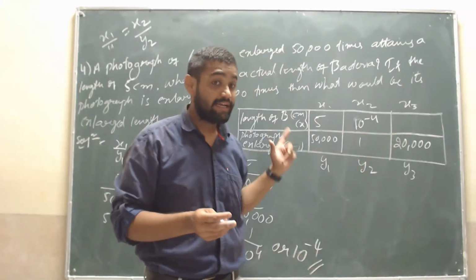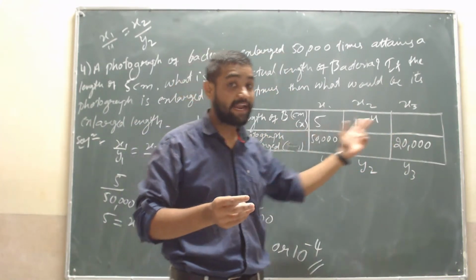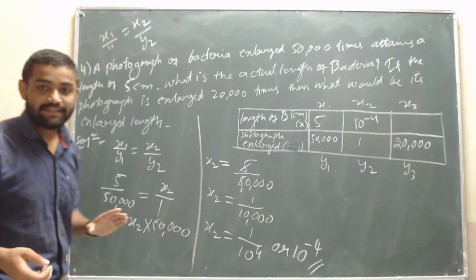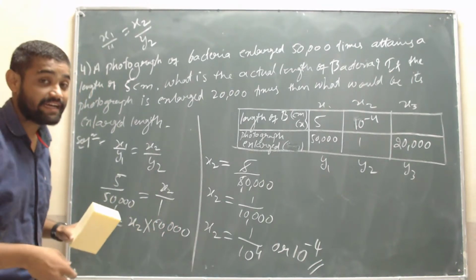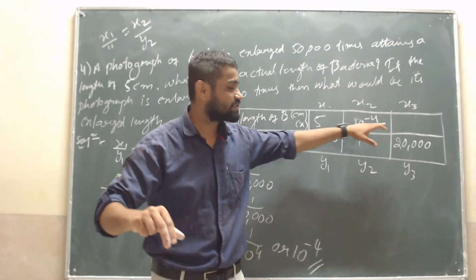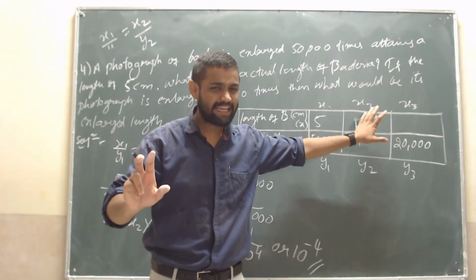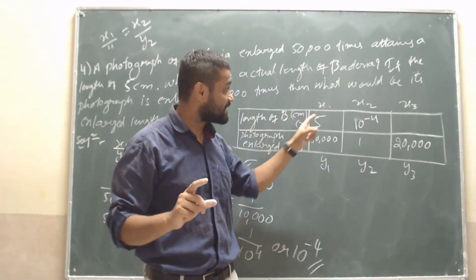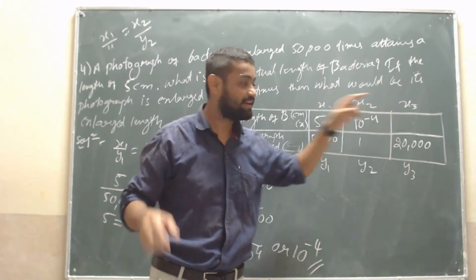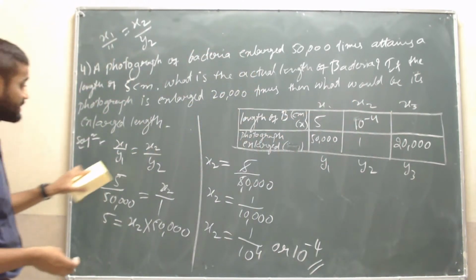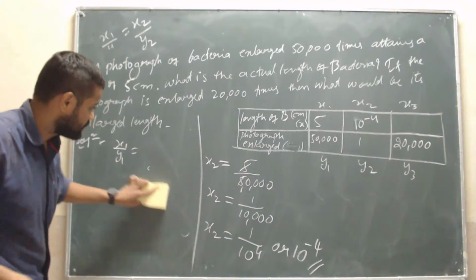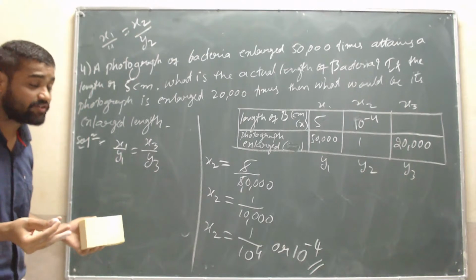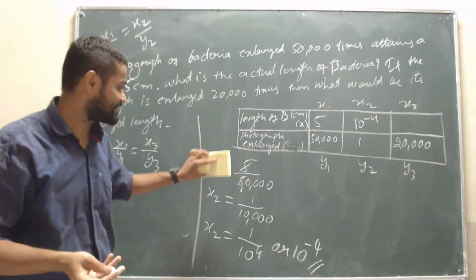What is x3? That is, when the photograph is enlarged 20,000 times, what would be the length of bacteria? Which tables will we consider here? Second, third table. See here, second negative 10 to the power of minus 4, again you will be confused. That's why I will take the first table with the third table. x1 by y1 and x3 by y3. You can take whatever it may be.